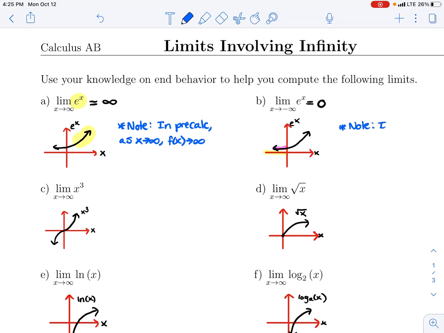And so you want to note, again, in pre-calc, you would say as x approaches negative infinity, you would say that f of x approaches 0. And so I'll stop writing these notes about what you would say in pre-calc, but I'm really just trying to connect the idea and engrave into your brain that what you were doing in pre-calculus with end behavior, really you were already just computing limits without even realizing it.